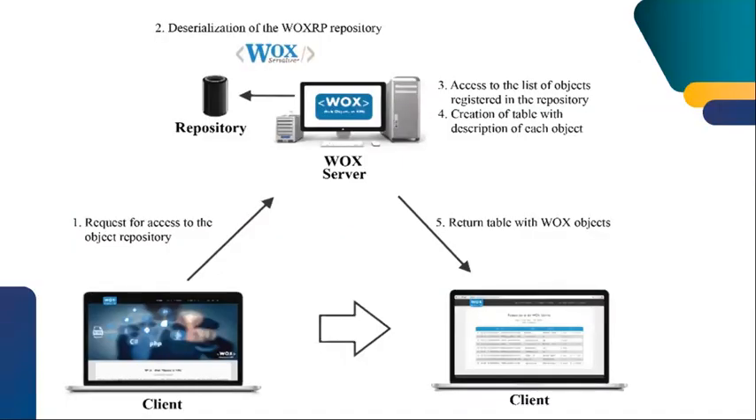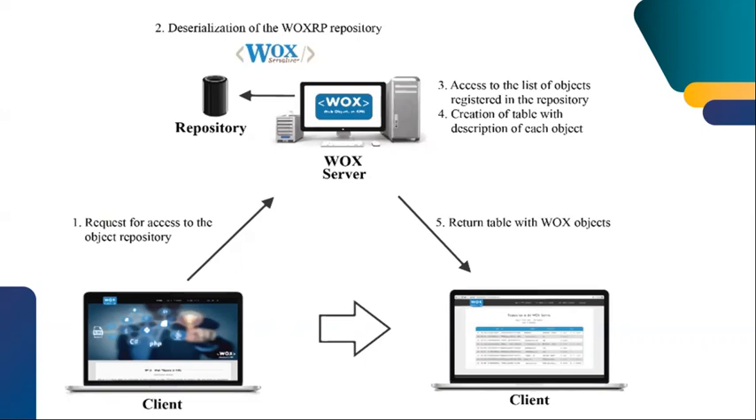This diagram shows the operation of the repository for visualizing Works objects through a series of steps that are carried out between client and server. In step 1, the user accesses the repository by selecting the option view objects in the server from the main menu of the web system. In step 2, the works rp.xml object is deserialized, which is a list of objects of the works object class that contains the information of all the objects stored in the repository.